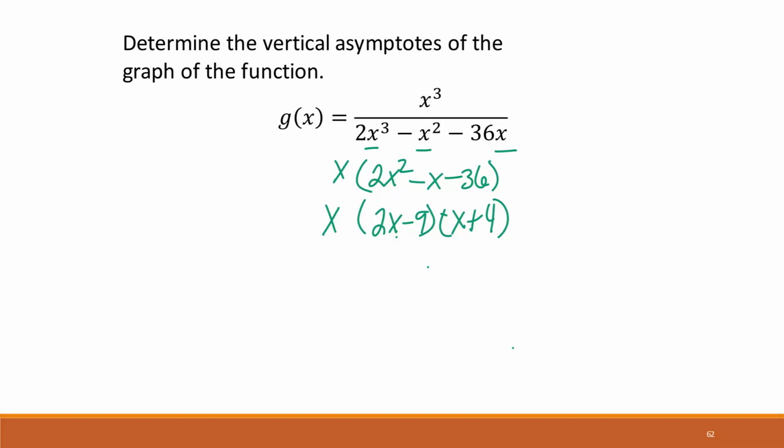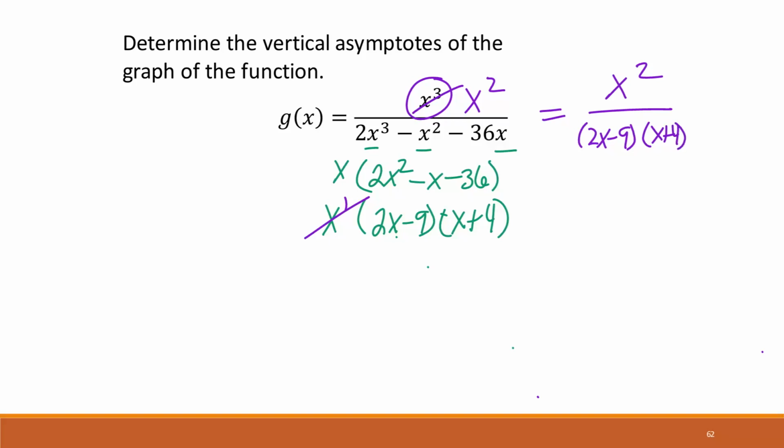We have 2x minus 9 times x plus 4. Now we also can cancel. We have an x to the 1 here and an x cubed here, so this x will cancel and this will become x squared. So we end up with x squared over the factored portion, 2x minus 9 times x plus 4. Then we set the denominator equal to 0, so both pieces are equal to 0, and solve. So x is 9/2 and x is negative 4.